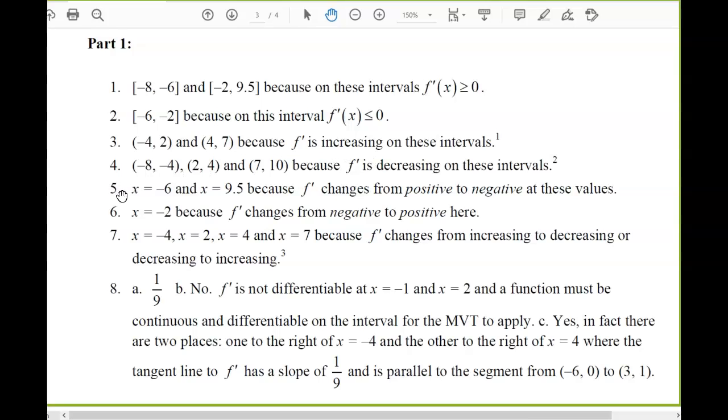These statements here, x equals -6 and x equals 9.5, because f prime changes from positive to negative at these values. That is what we are looking for in these descriptions. Can you tell me what is happening on the derivative to make the original be that?